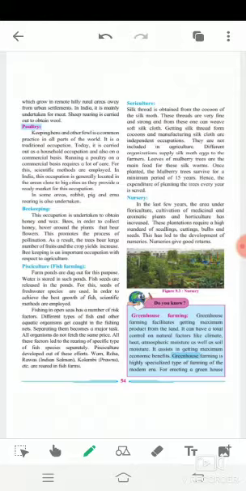Poultry. Keeping hens and other fowl is a common practice in all parts of the world. It is a traditional occupation today. It is carried out as a household occupation and also on a commercial basis. Running a poultry on a commercial basis requires a lot of care. For this, scientific methods are employed in India. This occupation is generally located in the areas close to big cities as they provide a ready market for this occupation. In some areas, rabbit, pig, and emu rearing is also undertaken.